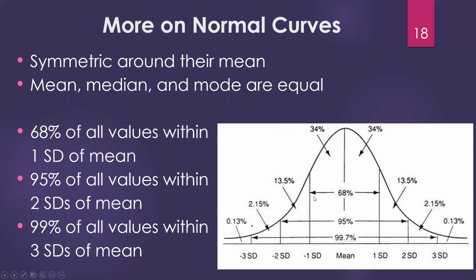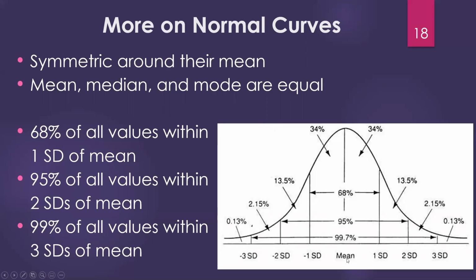The reason that the normal curve is so important is because we know that there's always 68% of all values within just one standard deviation of the mean. If we know the mean and the standard deviation for a distribution, we know that 68% of all values are within one standard deviation of the mean. 95% of all values are within two standard deviations of the mean, always, always, always with a normal curve. And nearly all values, 99% plus, are within three standard deviations of the mean.